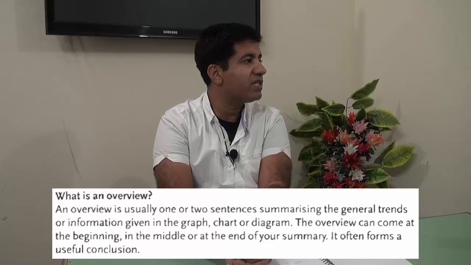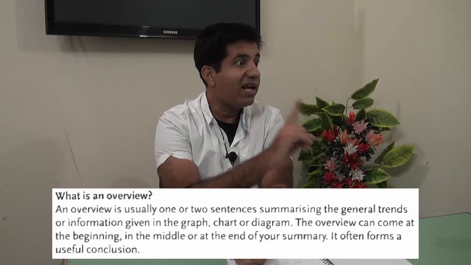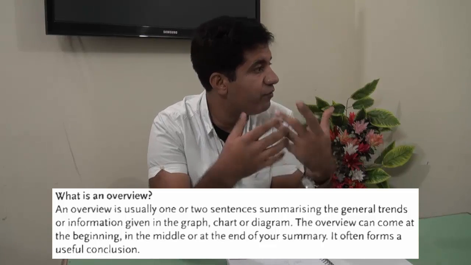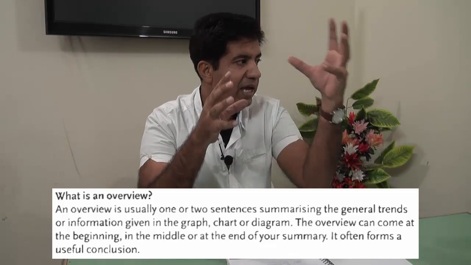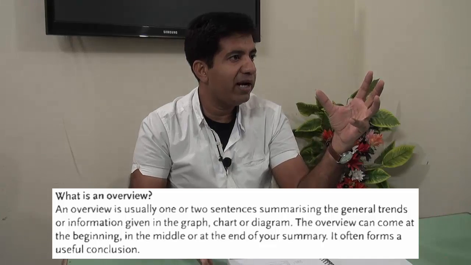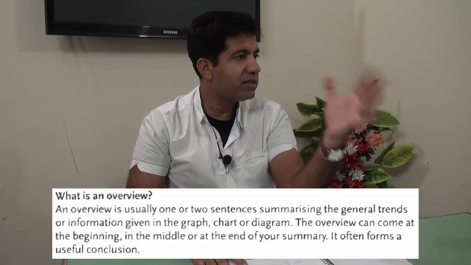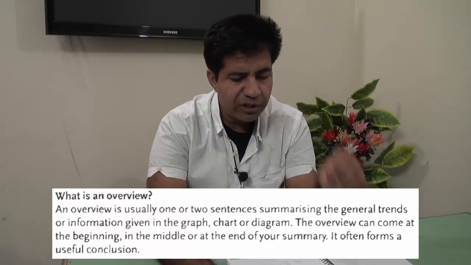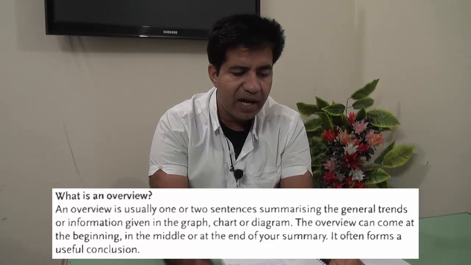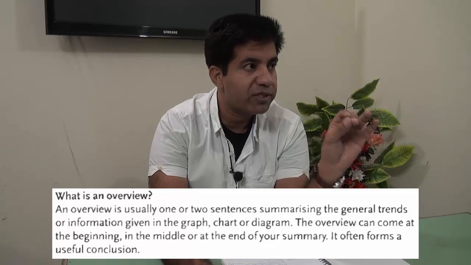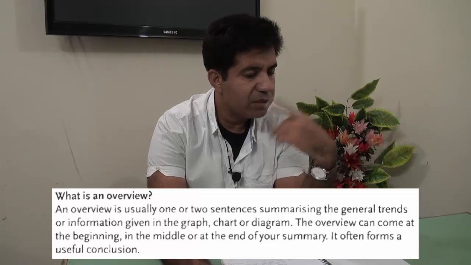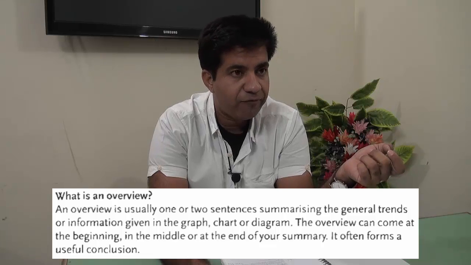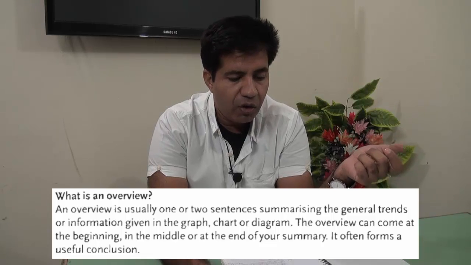Now which paragraph is it? The last paragraph, the concluding paragraph. In the concluding paragraph, you're going to give an overview. Overview means, okay, cricket is the least important, and this game is the most important one. Exactly. An overview is usually 1 or 2 sentences only, maximum 3, summarizing the general trends or information given in the graph, chart or diagram.